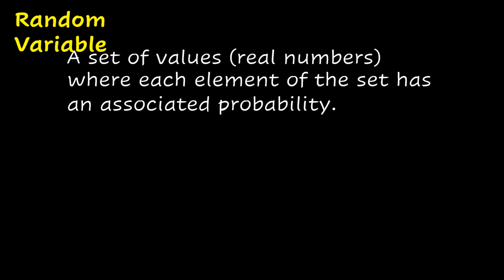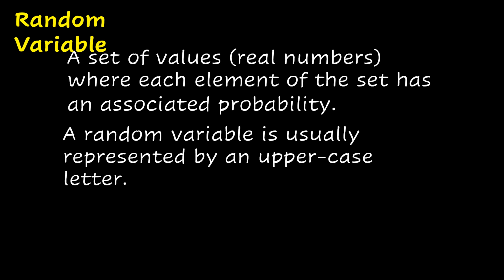A random variable is actually a set of values or a subset of real numbers where each element of the set has an associated probability. So take note, when I speak of random variable, I don't mean a specific number. What I mean is a set of values. And because it is a set, it is usually represented by an uppercase letter. Sometimes I use the letter A or the letter B, but most books use the letter X to represent the set that we call a random variable. And take note, every element of this set has a probability.